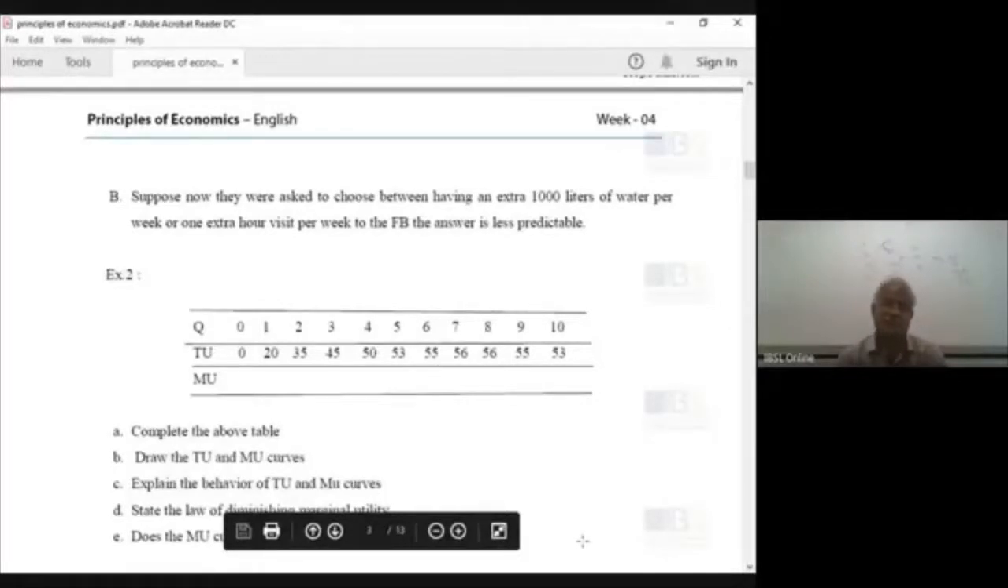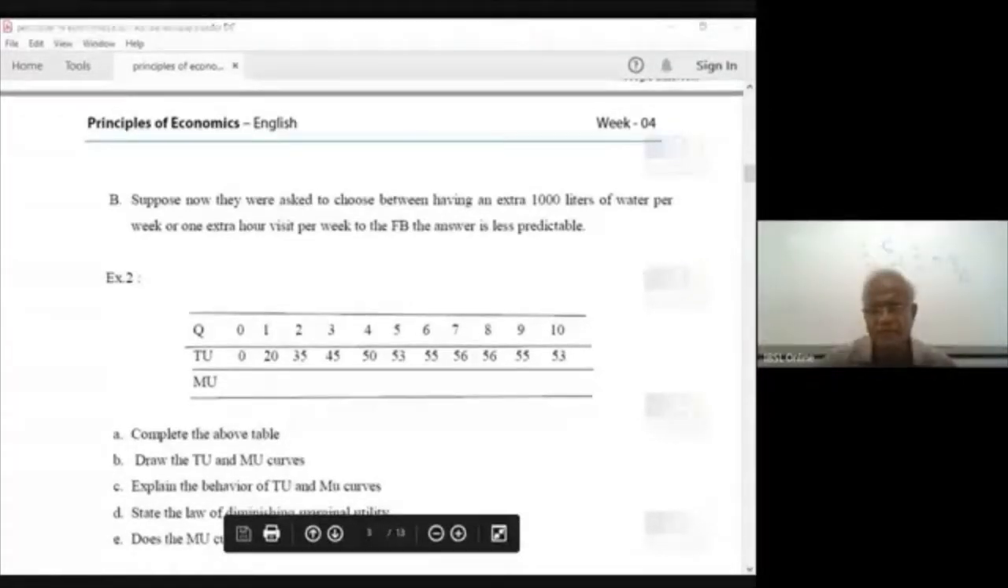When you calculate, complete the above table: marginal utility. Draw TU and MU curves. Explain the behavior of TU and MU curves. Right? What is the shape of this TU? TU versus the quantity. You have to draw this. If you draw this, it would be like this.